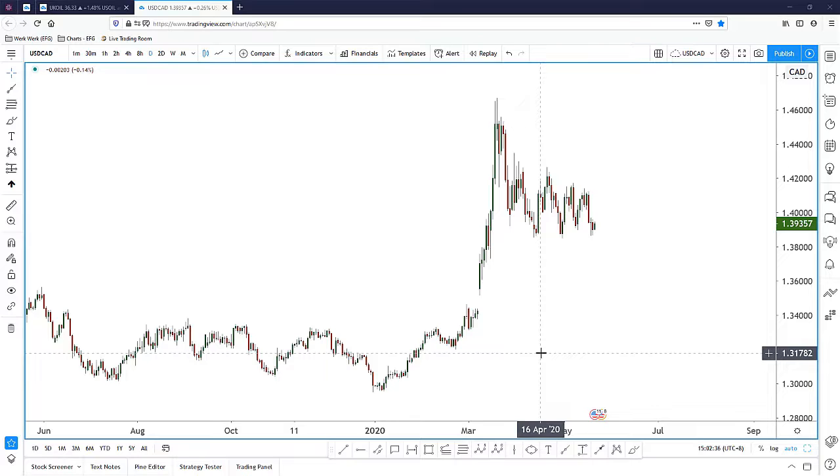Guys, welcome to today's trade of the day. And for today's trade of the day, we'll be looking at the dollar CAD.